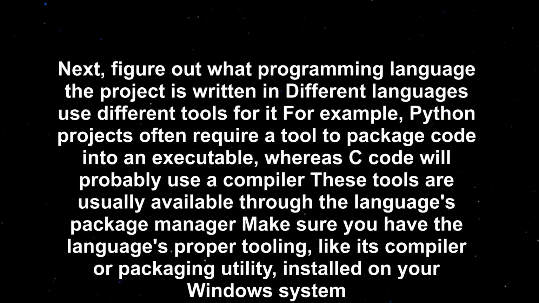Next, figure out what programming language the project is written in. Different languages use different tools for it. For example, Python projects often require a tool to package code into an executable, whereas C code will probably use a compiler. These tools are usually available through the language's package manager. Make sure you have the language's proper tooling, like its compiler or packaging utility, installed on your Windows system.